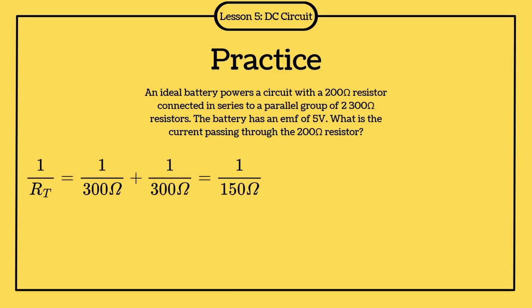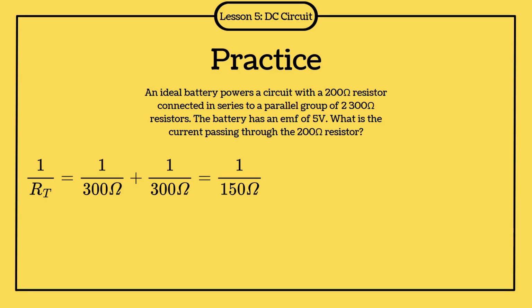Our first step is to calculate the equivalent resistance of the parallel group of resistors. If you want to visualize the circuit, you can imagine a battery connected to a 200 ohm resistor, and then after said resistor, the wire splits into two pathways with a 300 ohm resistor on each side, before then reconnecting afterwards and feeding back into the battery. Because these two 300 ohm resistors are in parallel, we must combine them first.